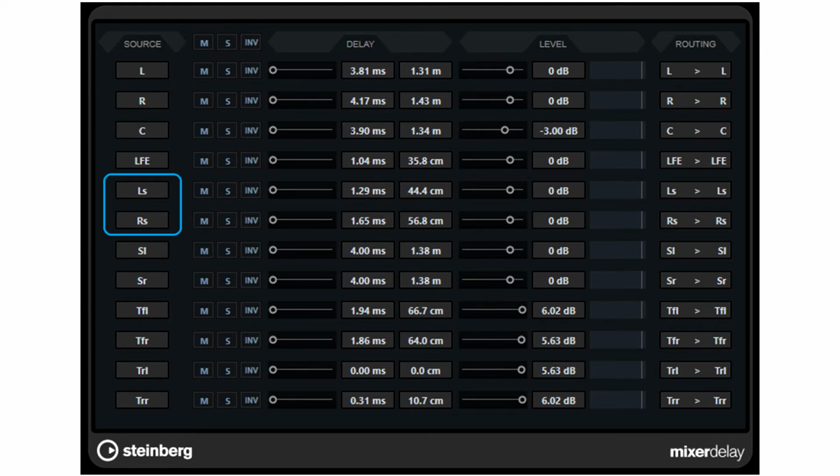In these two channels, named LS and RS, the S stands for surround, which to Steinberg means rear. While these two, named SL and SR, the S stands for side. These are rear and these are side.